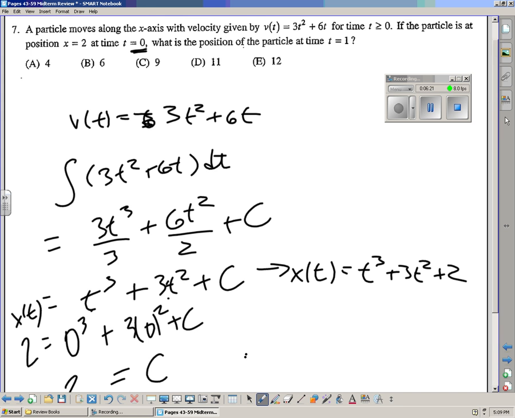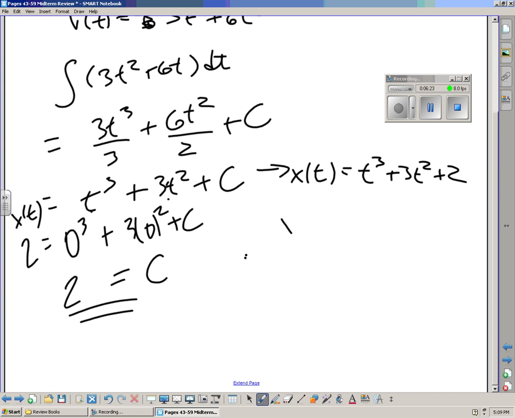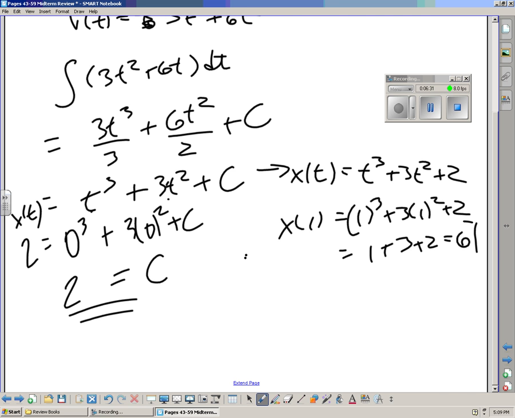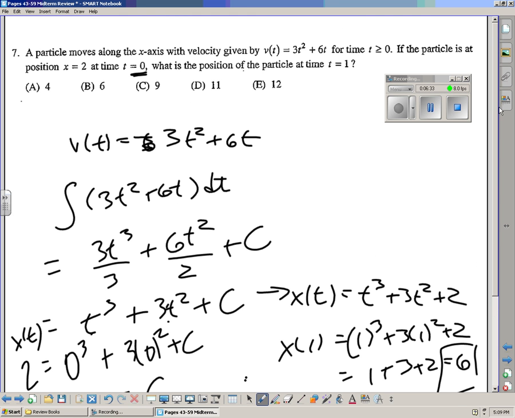Once we have that, the position of the particle at time t equals 1, x of 1, is 1 cubed plus 3 times 1 squared plus 2. 1 plus 3 plus 2 is 6. There's our position. 6 is the answer. Choice B.